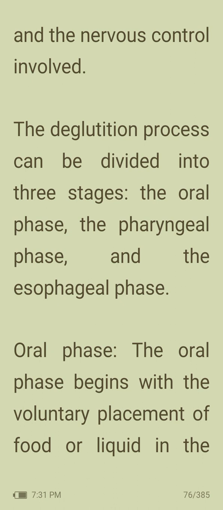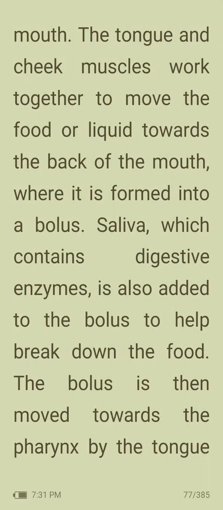The deglutition process can be divided into three stages: the oral stage, the pharyngeal stage, and the esophageal stage. Oral phase. The oral phase begins with the voluntary placement of food or liquid in the mouth. The tongue and cheek muscles work together to move the food or liquid towards the back of the mouth where it is formed into a bolus.